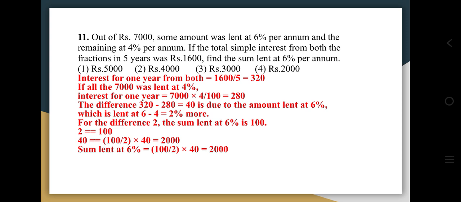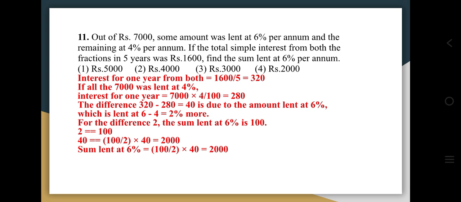So 2 corresponds to 100. So 40 corresponds to, as we have seen in the earlier videos, we have to divide 100 by 2, then multiply by 40. So you get 50 into 40, that is 2,000. So the sum lent at 6% is 2,000. Naturally the sum lent at 4% is 7,000 minus 2,000, 5,000.